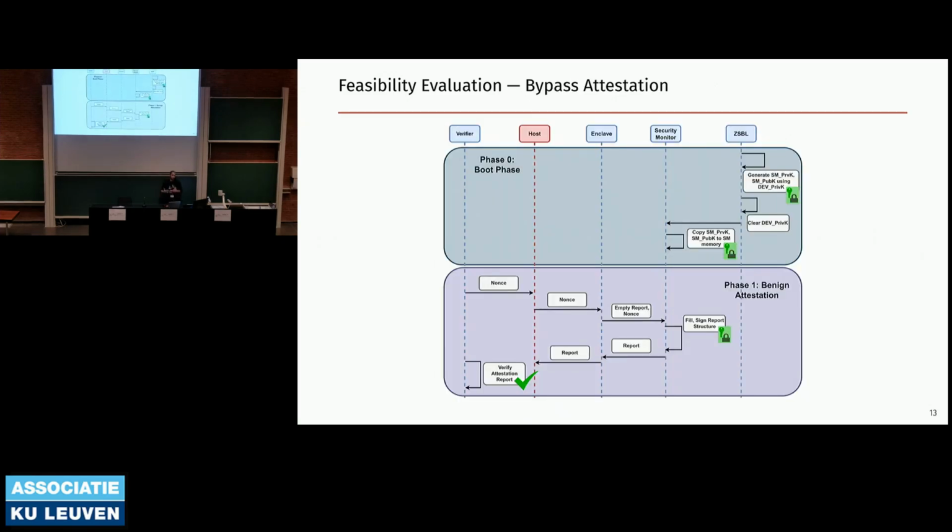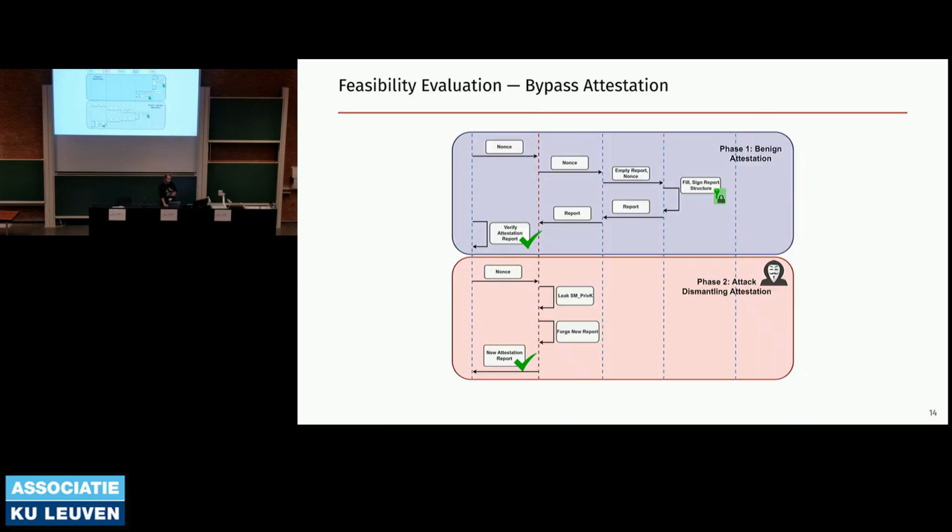So I've also mentioned attestation. During the boot phase, we generate a private and public key for the security monitor, and then the security monitor is able to attest an enclave for us. We have the verifier that generates a nonce. The security monitor will generate the report and return that for attestation.